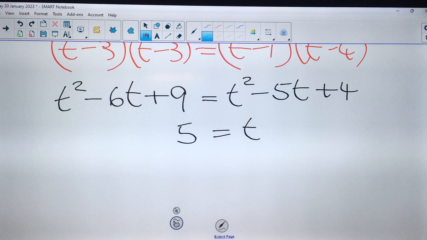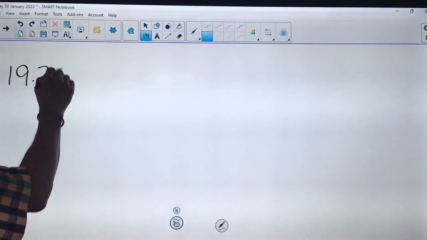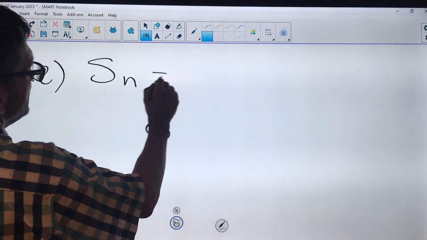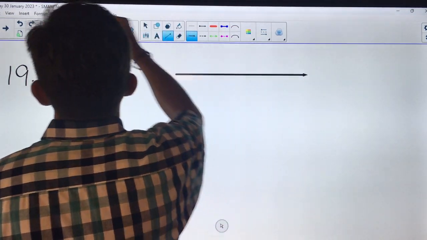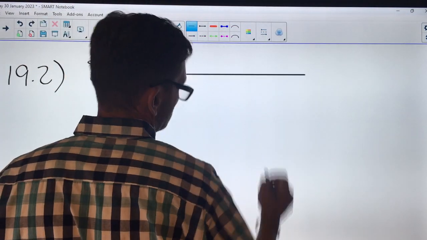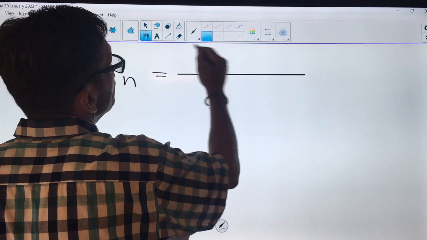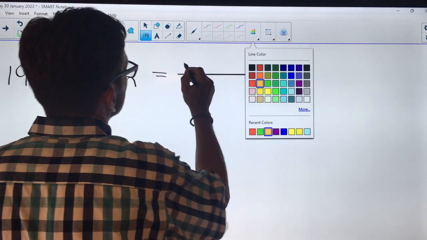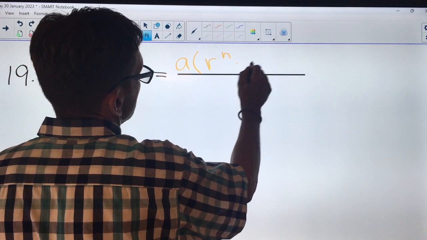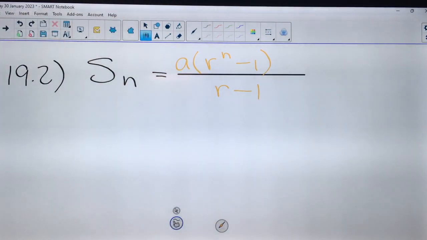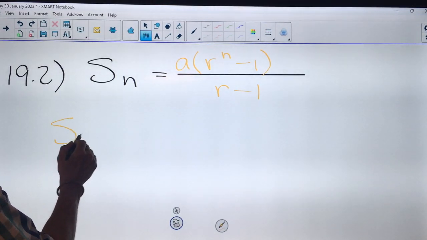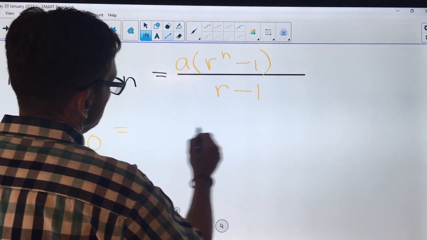Now it says there, hence just means that after we've done all of this, so let's say you could not get t equals to 5, you can still do 19.2, where it says calculate the sum of the first 10 terms. So we have to calculate S10, I'm just going to write down the formula. And the formula, and again it doesn't matter which one you use, a times r to the power of n minus 1 over r minus 1. We need to calculate the 10th term. So S10.